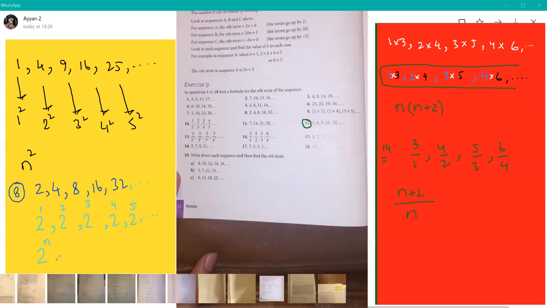Samiha? Ayan? Huzaifa, what do you think? Yes, sir. So the nth term is 2 raised to power n.